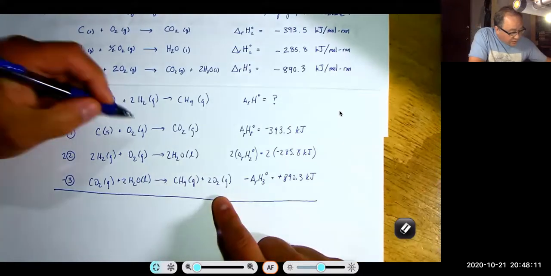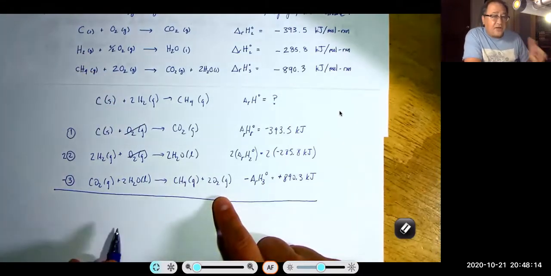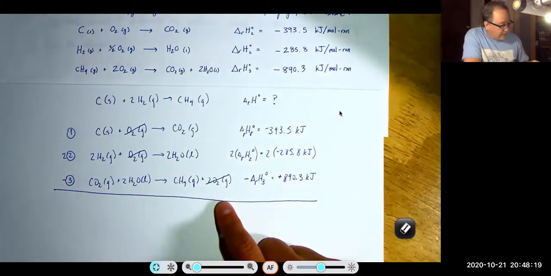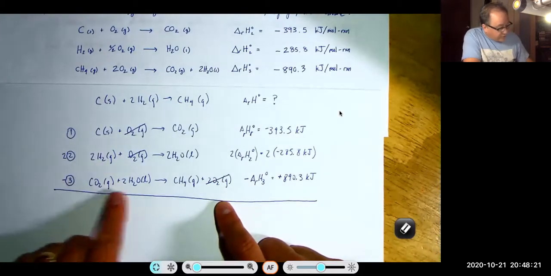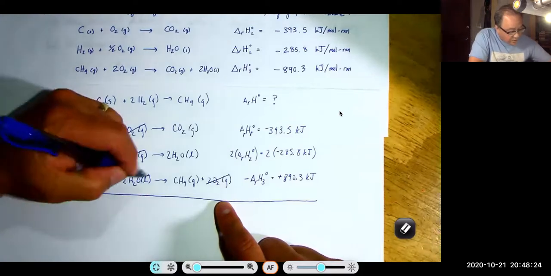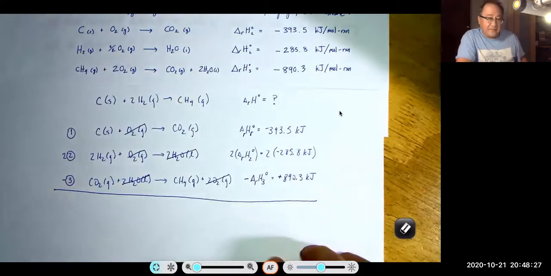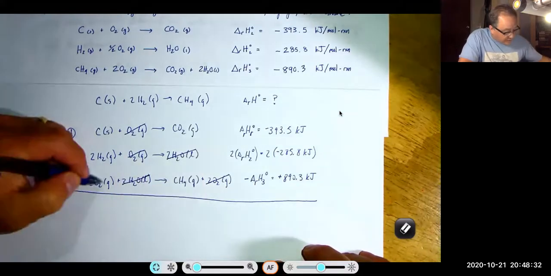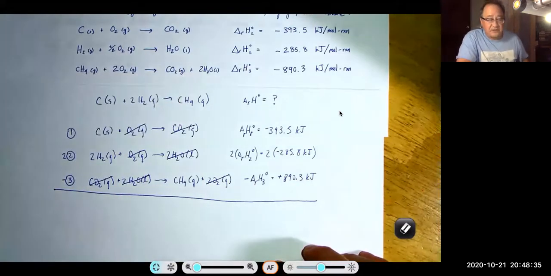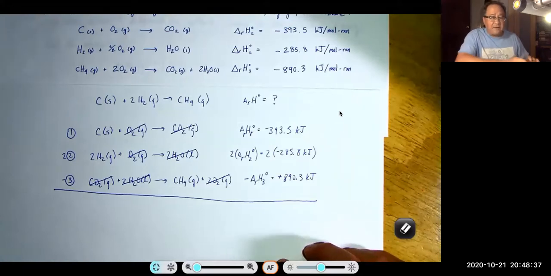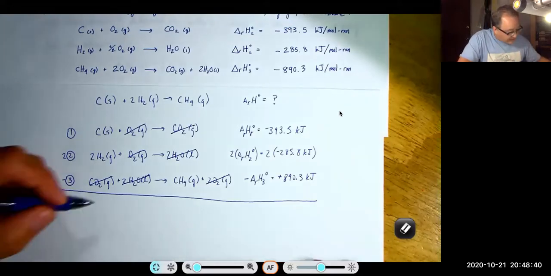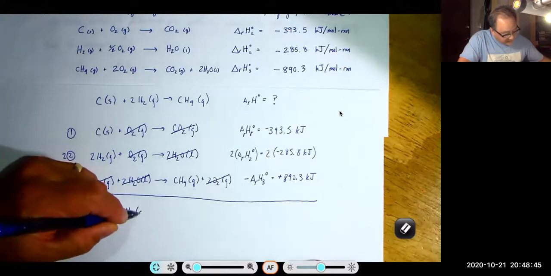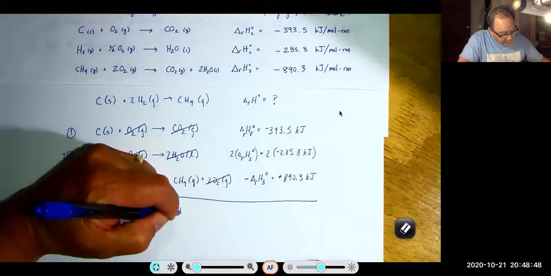So do you see I have two O2s here? Those two O2s take no energy to make the two O2s down here. And here, do you see the two H2O liquids here? They take no energy to make the two H2O liquids there. And do you see the CO2 gas here and the CO2 gas here? It takes no energy to take CO2 gas and make CO2 gas there. So when I write down the net result, we basically have carbon solid plus 2H2 gas gives you CH4 gas.